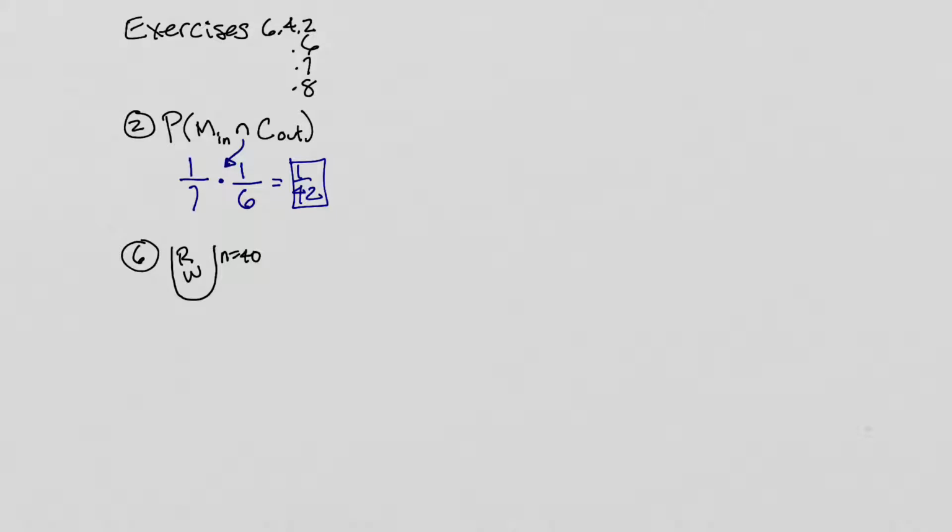Problem number 6 tells us that there's an urn. Here's our urn, and there are 40 balls in it. Some are red, some are white. We don't know exactly how many. But it says the probability of selecting a red, let's write this down, the probability of selecting a red is 0.45. And then we're asked, how many red balls are there?